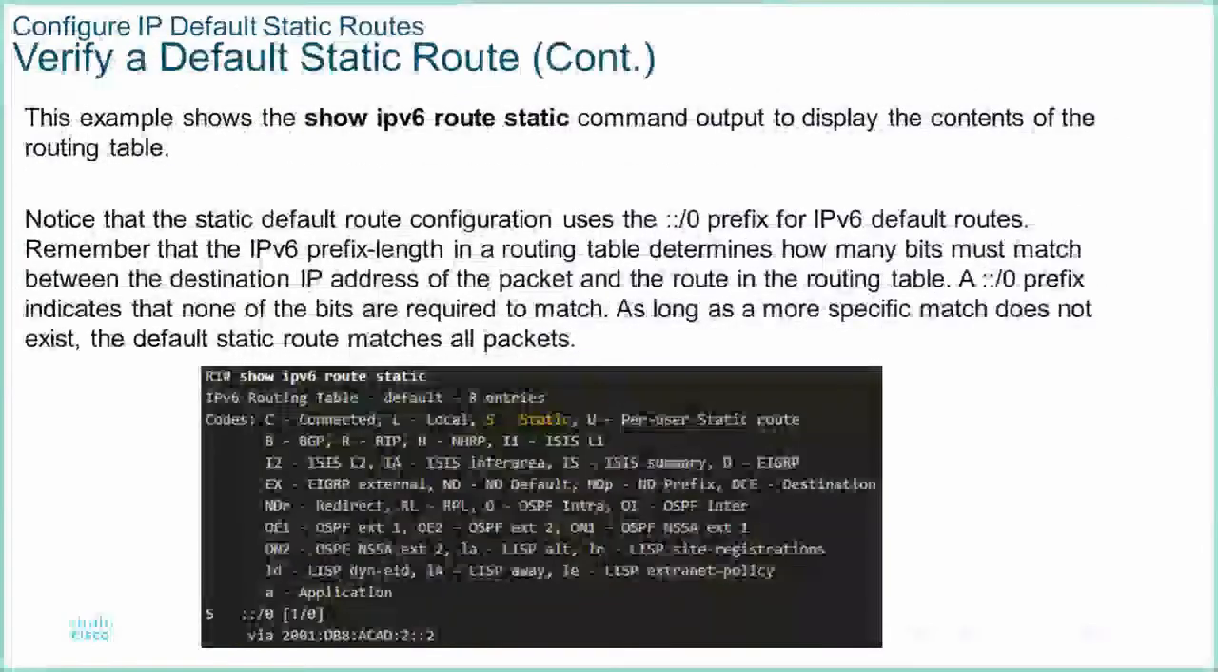Works exactly the same way with IPv6, in that it becomes a static. Okay. And I will use this as its option because it doesn't have to match any bits. It'll match it as a route and forward traffic because there's no longer match than that one.